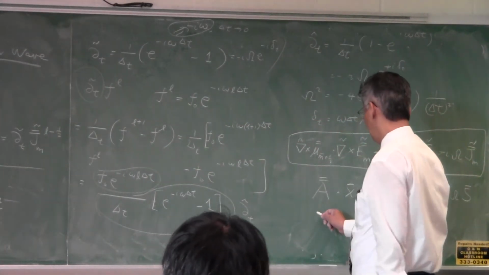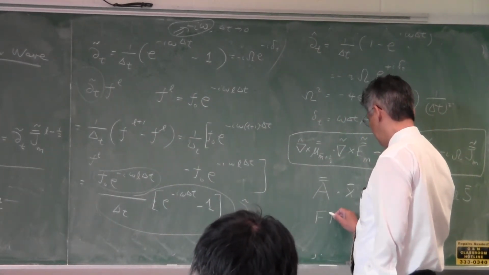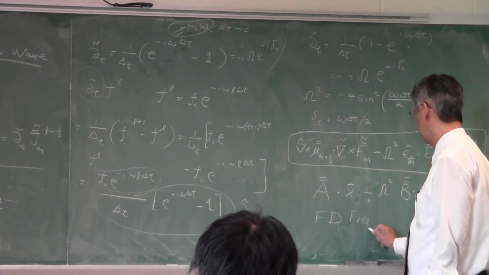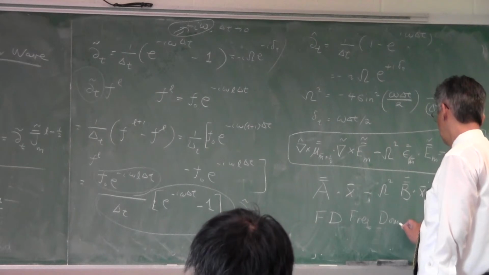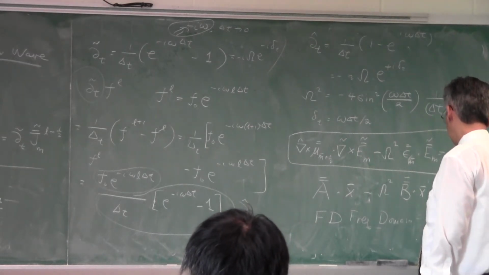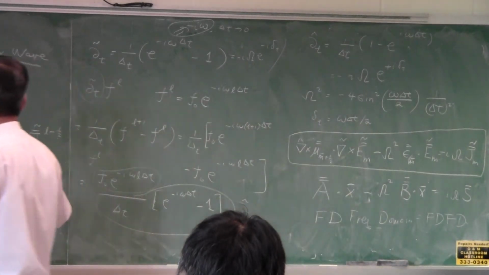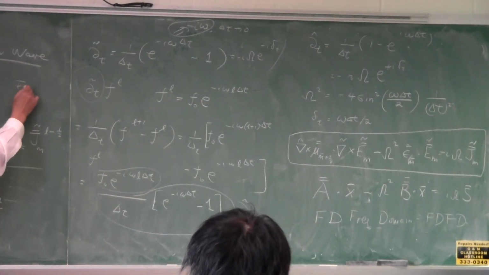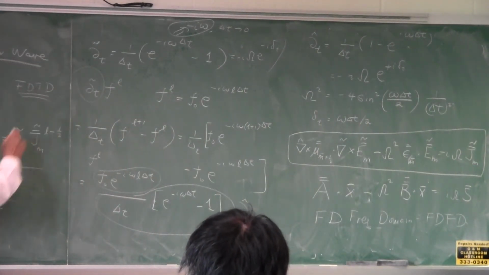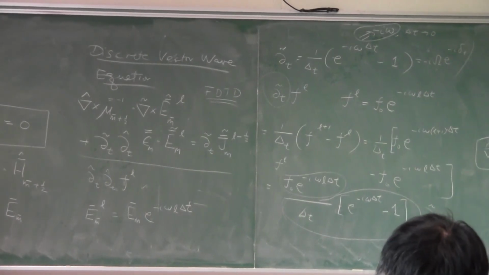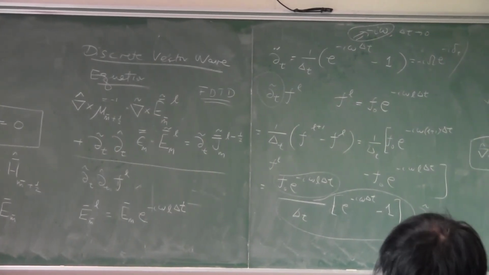This is equivalent to the finite difference frequency domain method, or FDFD. And depending on which form you want to solve, this is equal to FDTD if you do time stepping with it. But you can get all this from just discrete electromagnetic theory.